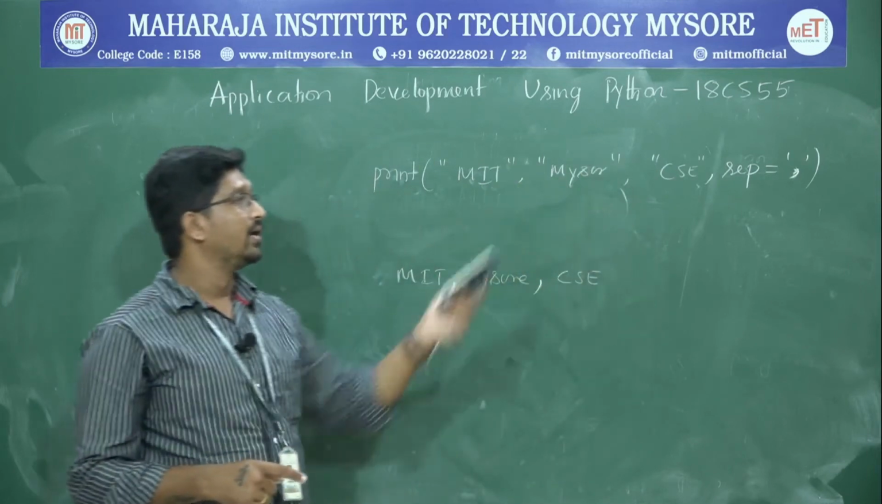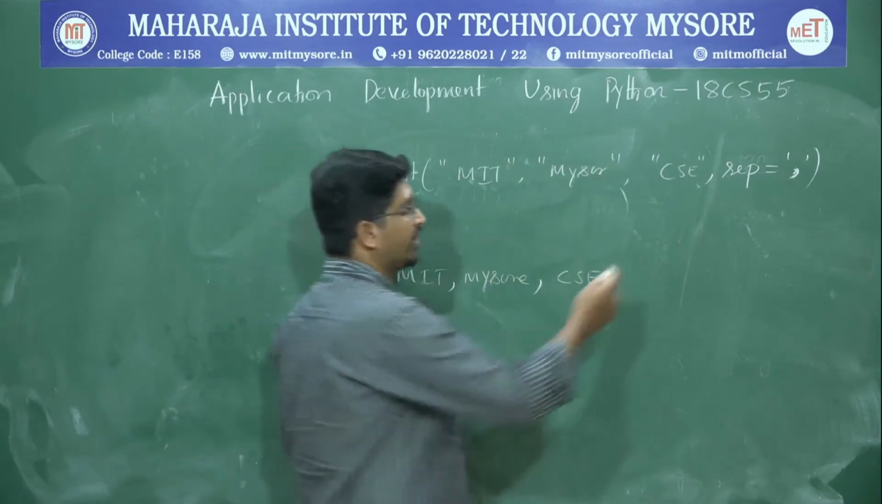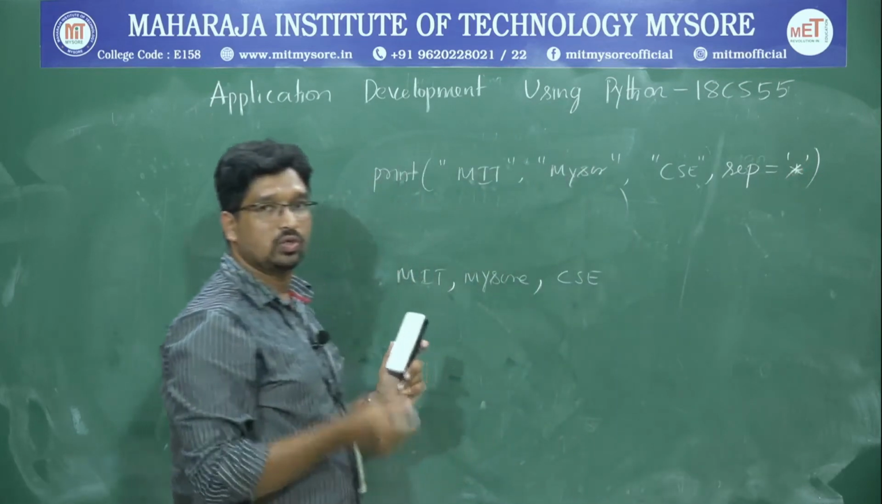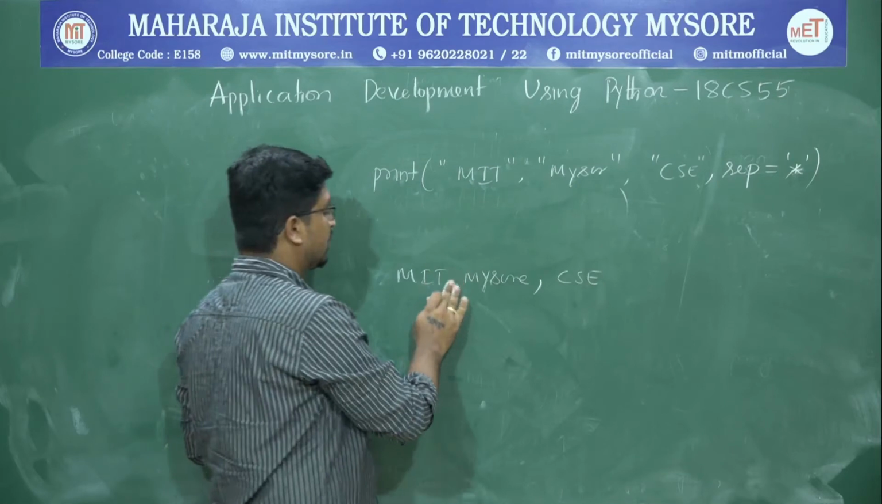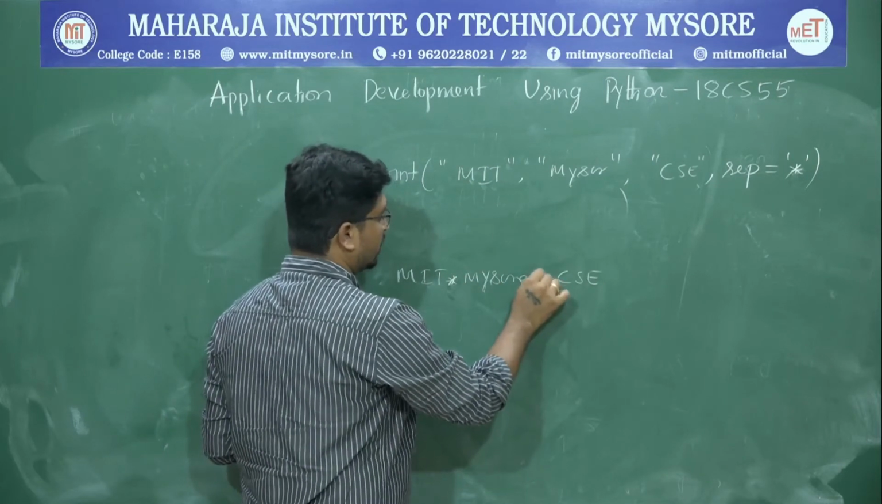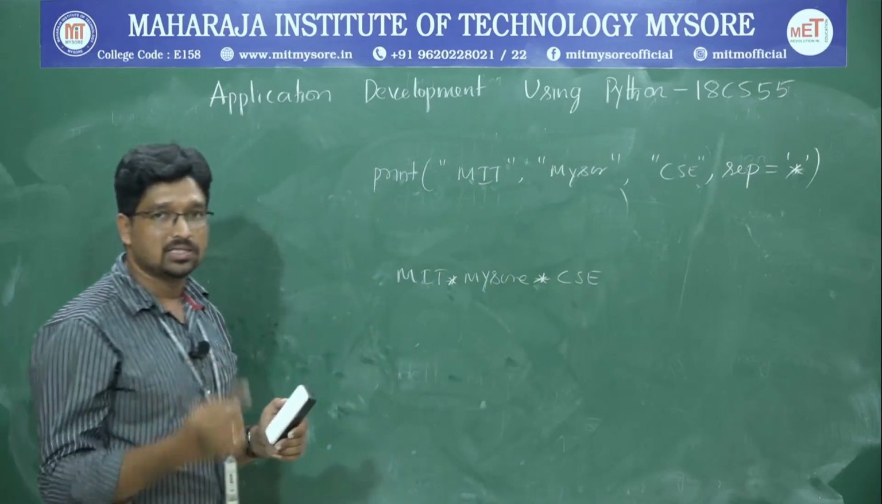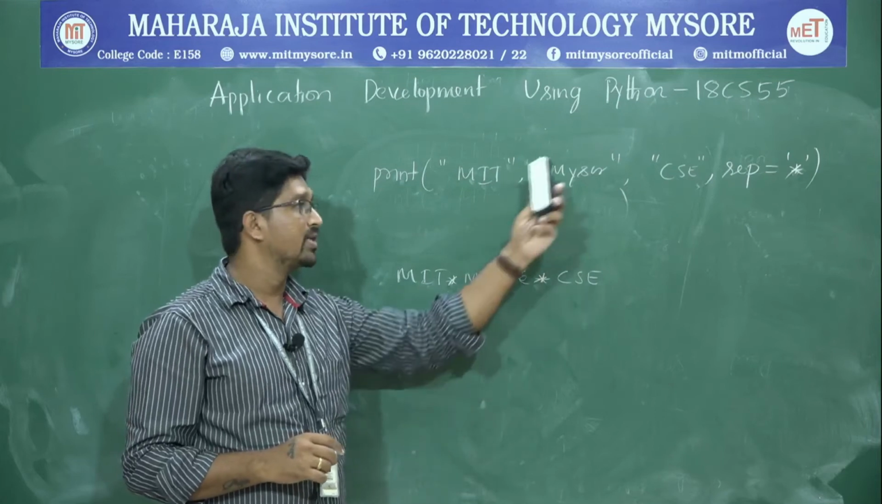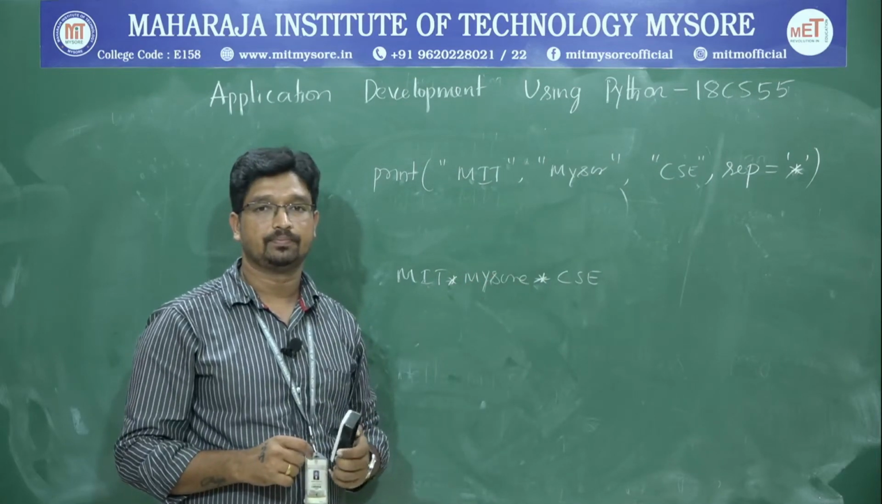So if you want a separator with different characters, still it is possible. Let us say I want a star. So each time, after each string, the strings will be separated by a star symbol. So this is the output for the separator keyword.